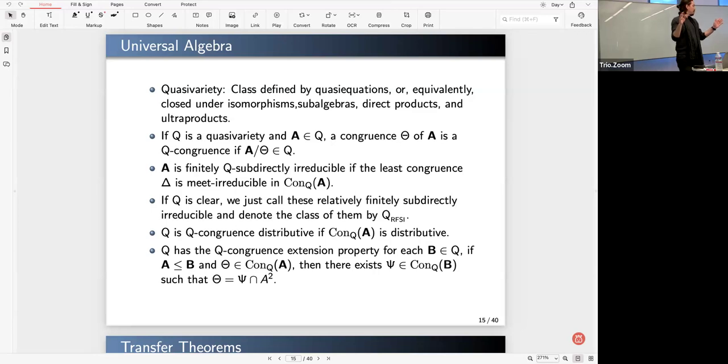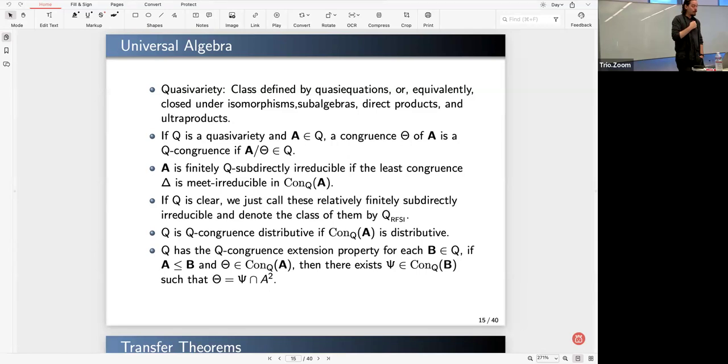Maybe you could retrace that. All right. So I said what a quasi-variety is, right? The second point is that if Q is a quasi-variety and I take some algebra in the quasi-variety, then a congruence of that algebra is a Q congruence if when I mod out by it, I'm still in the quasi-variety. It need not be true in general.